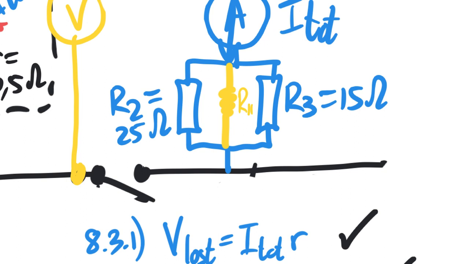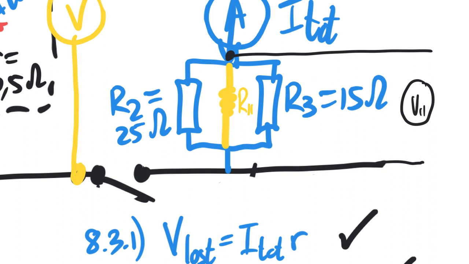looking here, because they're in parallel, if we were to place a voltmeter here, and that voltmeter measured the volt drop across the parallel part of the circuit, then by now you should know that the volt drop across R2 and the volt drop across R3 is equal to the volt drop across R parallel. So when resistors are in parallel, the volt drop across them is the same. The current will split, but the volt drop will be the same.